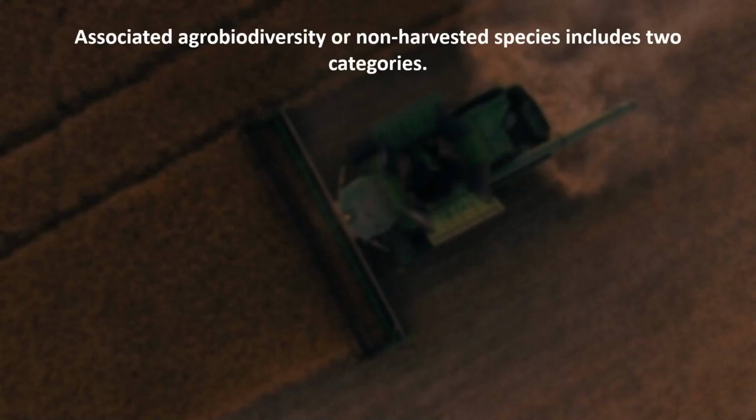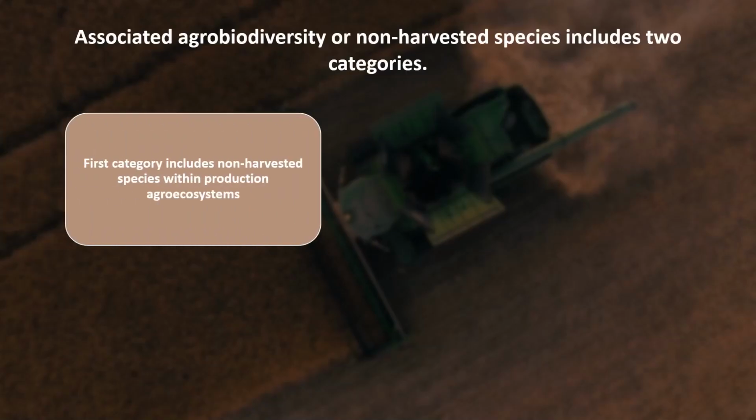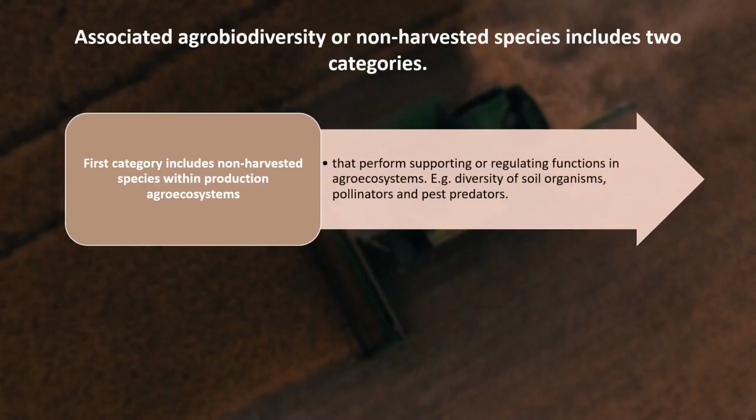So again, when we talk about the associated agrobiodiversity or non-harvested species, we can look into two categories. The first category includes non-harvested species within the production ecosystem that perform supporting or regulating functions in the agroecosystem. For example, diversity of soil organisms, pollinators, and pest predators. These species play a very important role in soil nutrient turnover, soil organic matter dynamics, pollination, and biological pest control.